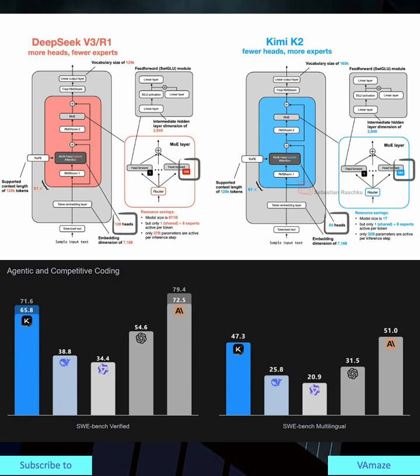DeepSeek V3R1, the multi-hat approach. Philosophy: more heads, fewer experts. DeepSeek V3R1 embraces a distributed attention strategy, spreading computational load across numerous attention heads while maintaining a more streamlined expert system. Key architectural features: massive vocabulary foundation. Vocabulary size 129K tokens, nearly double that of Kimi K2. This extensive vocabulary enables more nuanced understanding of diverse languages and technical terminology. It reduces the need for subword tokenization, leading to more efficient processing.